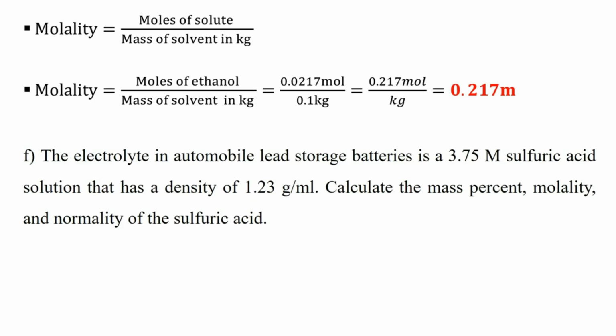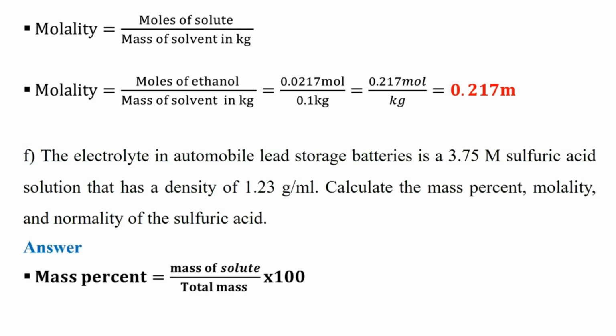Number F, we have the electrolyte in automobile storage batteries, which is 3.75 molar sulfuric acid. So you have the concentrated sulfuric acid solution, and you have the density of the solution, which is equal to 1.23 gram per milliliter. Then they are asking to calculate the mass percent, the molality, and the normality of the sulfuric acid solution.